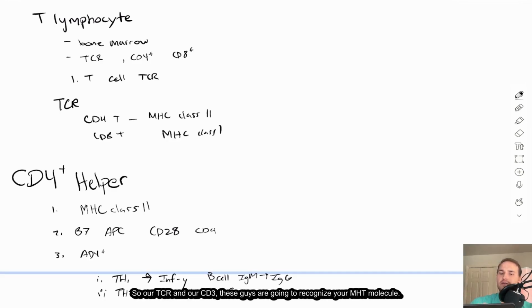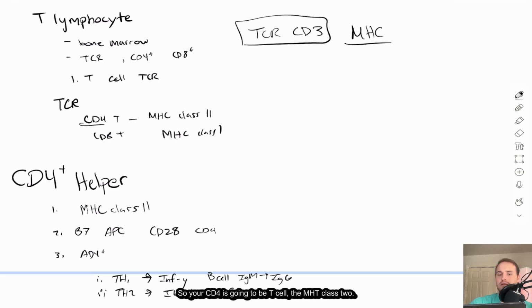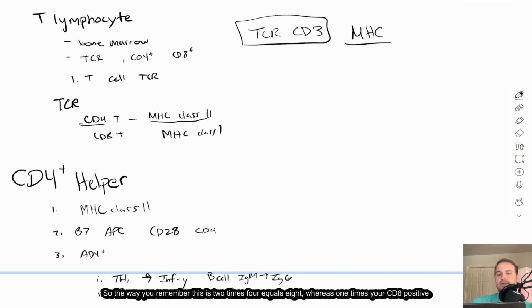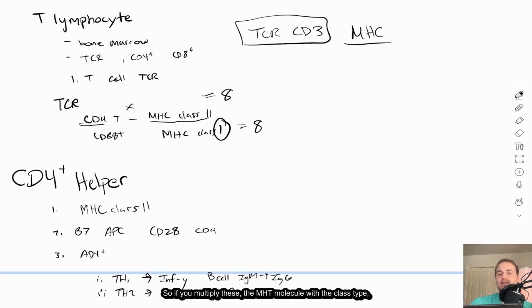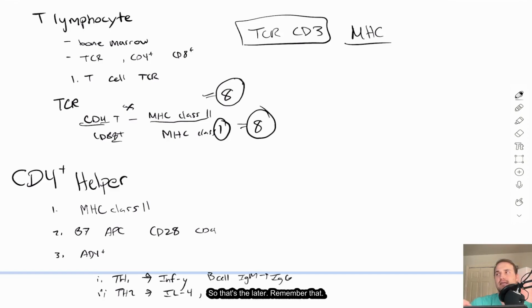So our T lymphocyte: our TCR and our CD3, these guys are going to recognize your MHC molecule. Your CD4 is going to be a T cell of the MHC class 2. The way you remember this is 2 times 4 equals 8, whereas 1 times your CD8 positive equals 8. If you multiply the MHC class type by the number associated with the CD, it's going to give you 8. So that's the way to remember that.